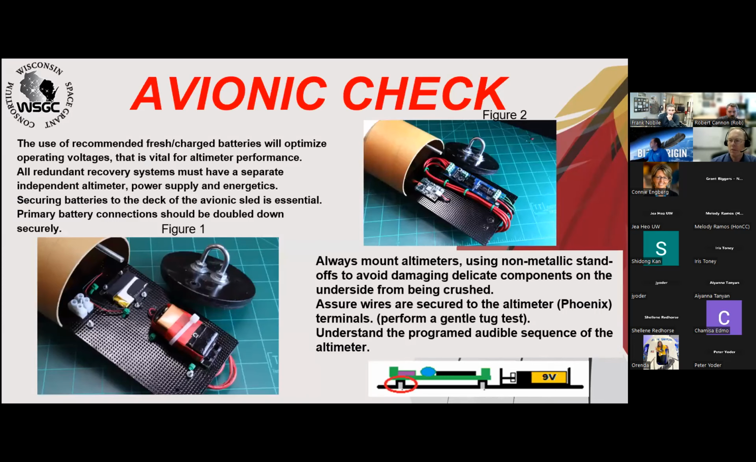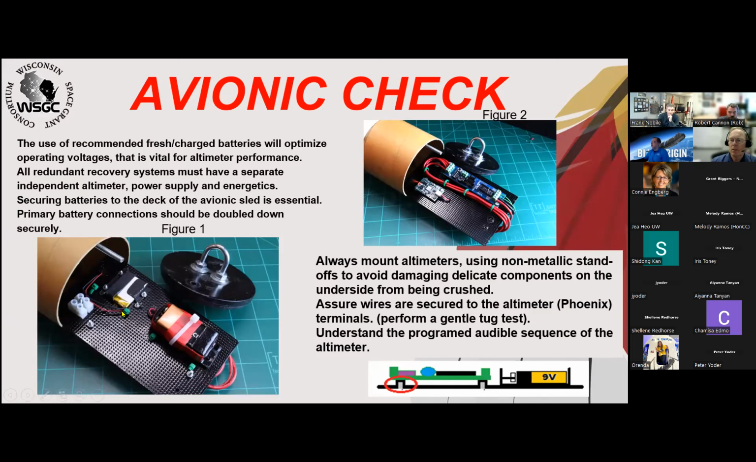Avionics check. Of course, always use fresh batteries. Fresh batteries will optimize your operating voltages in your altimeters and your GPSs. A redundant recovery system is probably beneficial to your rocket. It's also a benefit to your energetics that you use in your rocket, as far as your recovery.